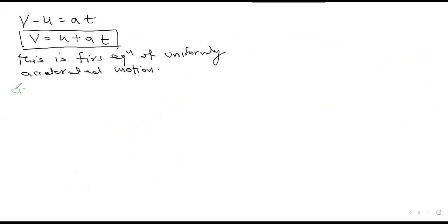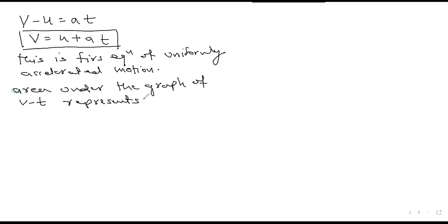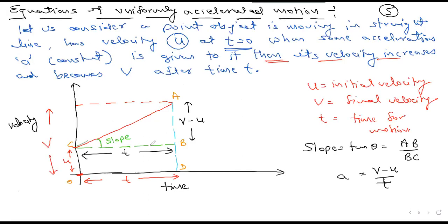Remember, the area under the graph of velocity-time represents displacement. So displacement is equal to area. Now area, you can see there are two figures. One is the triangle, another is a rectangle.